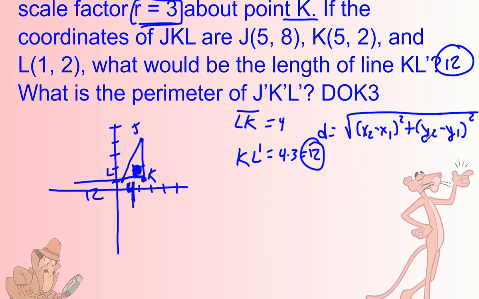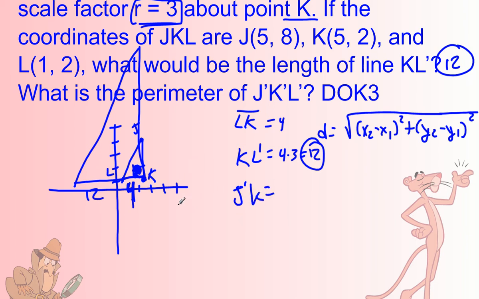This one's a bit more tricksy, though. It says, what is the perimeter of J prime, K prime, L prime? So we need to find the new image. I know this new image, this bottom side is 12. We found that in the last problem. What I don't know is how long that side is and that side. So I have to find this JK as well, or J prime K.